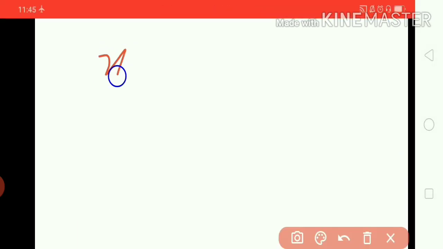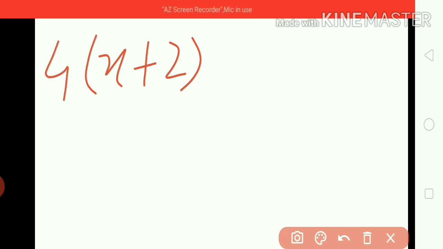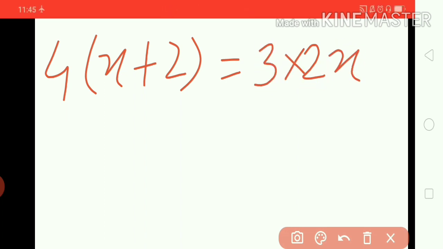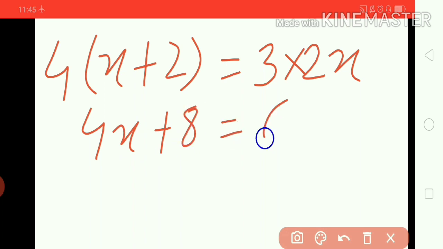Okay, let us solve. If the side of the square is x plus 2, we know that the perimeter is 4 multiplied by side. And if the side of the equilateral triangle is 2x, we know that the perimeter is 3 multiplied by 2x in the equilateral triangle. Now let us solve. 4 multiplied by x is 4x, 4 twos are 8, equal to 6x.